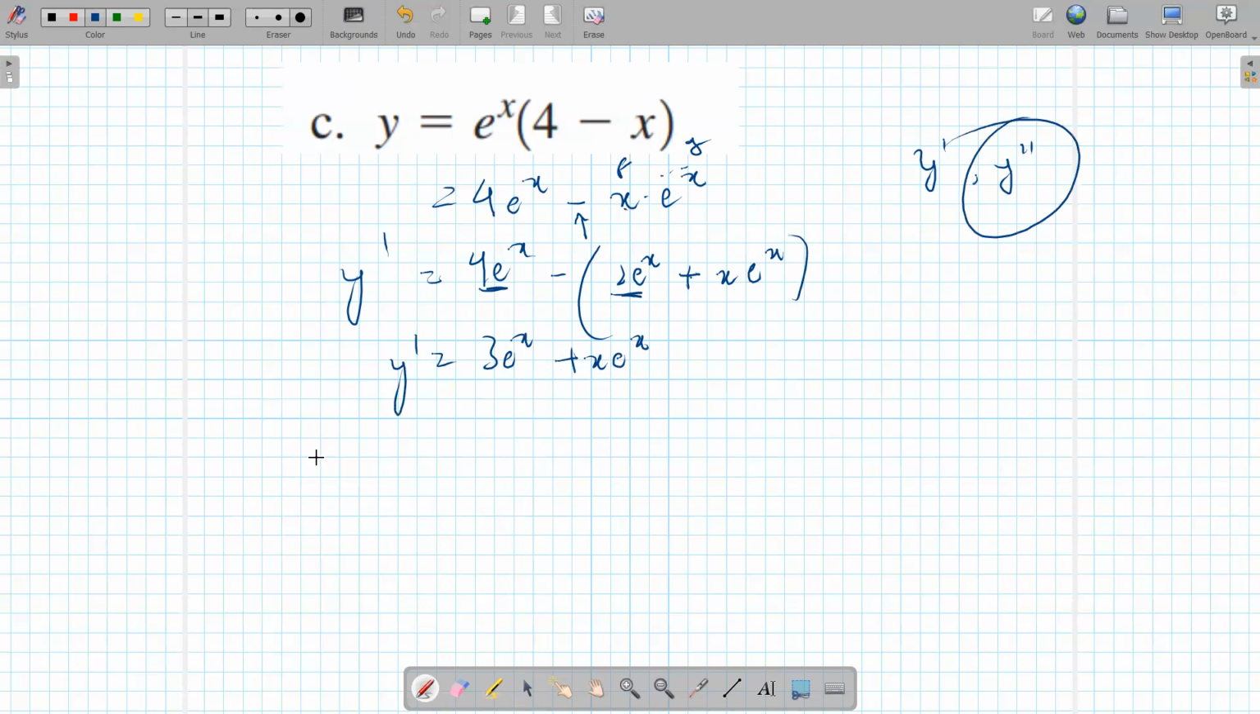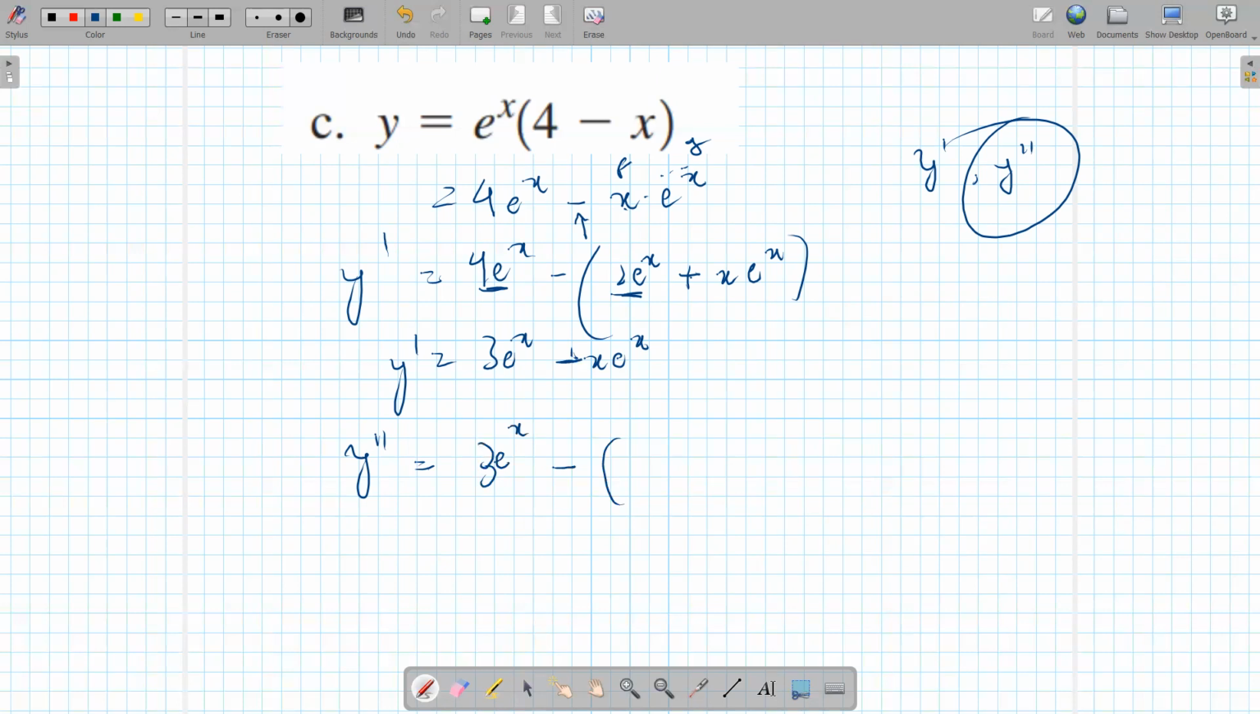Now the question says find y double prime. You write itself. Yeah, the first one is going to be itself, so it's going to be 3e to the x. What about the second one? What's the derivative of the second one? We already found it in the previous part. You have to use the product rule there, right?